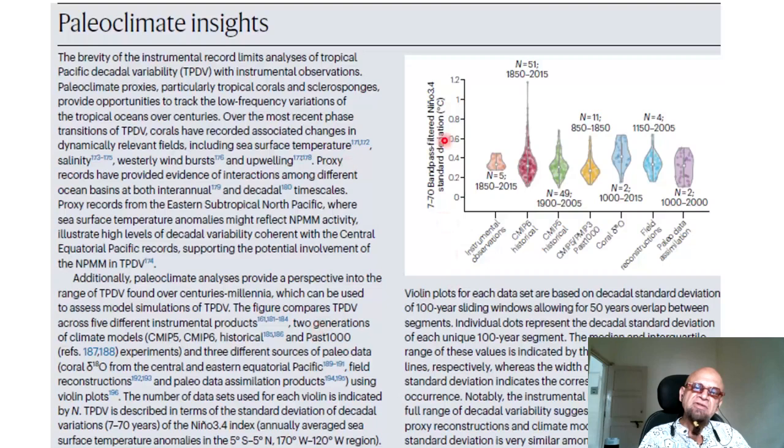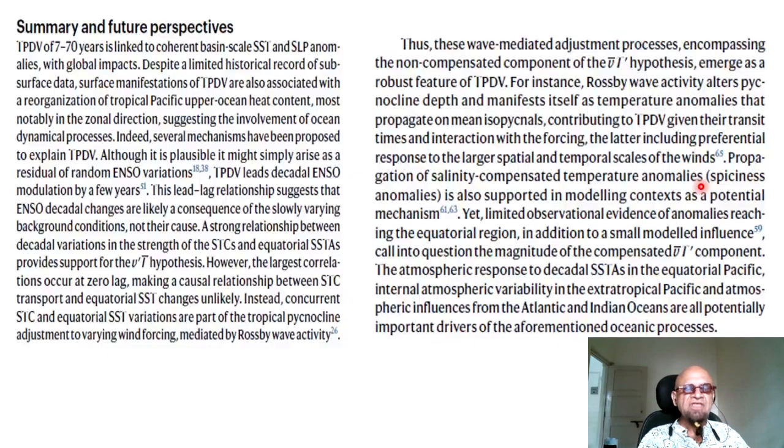So, paleo evidence: 7 to 70-year bandpass filtered, mean of 3.4 standard deviations. Instrumental observations for 1850 to 2015 show some energy there. CMIP6 historical models: so how many models are used and what time period is used. You can see the range is very different, but for 1990 to 2005, in CMIP5 historical runs, the previous version. You can also go back to CMIP5 and PMIP3, the Paleo Model Intercomparison Project, which looked at 850 to 1850, so the last millennium, which also has the signature of decadal variability. And of course, corals show some signature, field reconstructions and paleo data assimilation. Okay, so we are doing everything we can to understand these things.